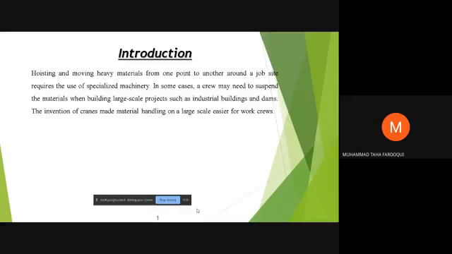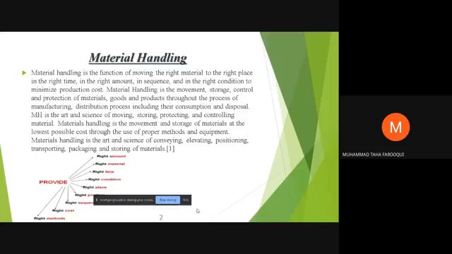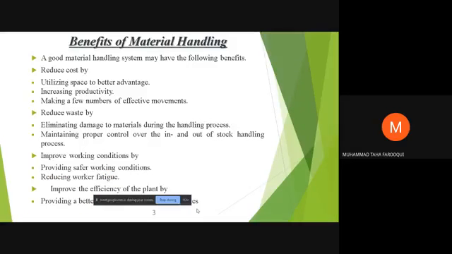The invention of cranes made material handling on a large scale easier for work crews. Material handling is the function of moving the right material to the right place at the right time, in the right amount, in sequence, and in the right condition to minimize the production cost. So we have some benefits of material handling, like reducing cost by utilizing space to better advantage, increasing productivity, and making fewer, more effective movements.